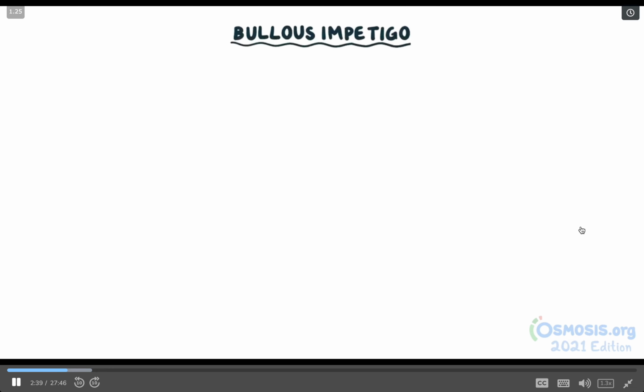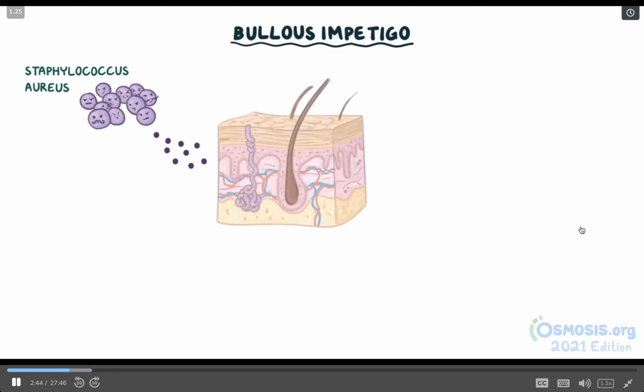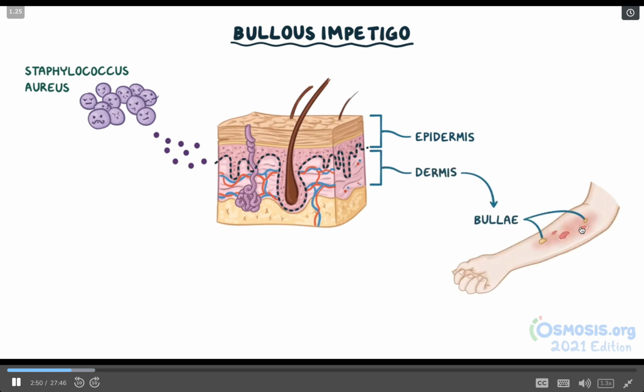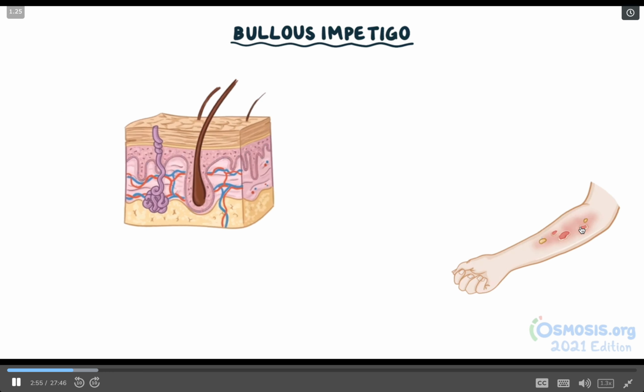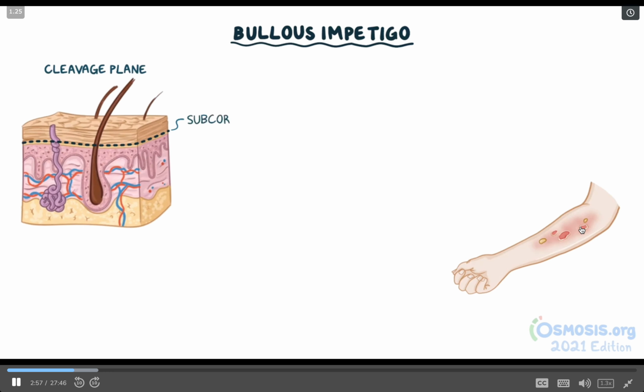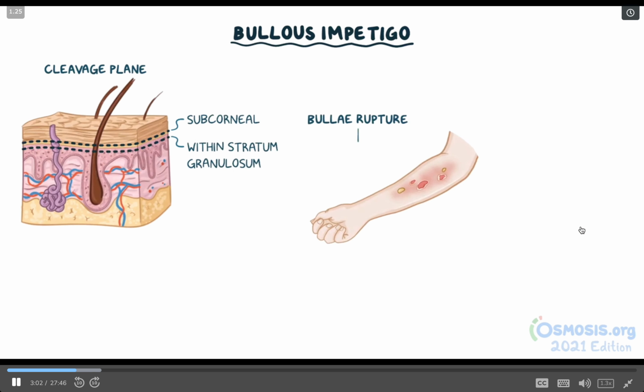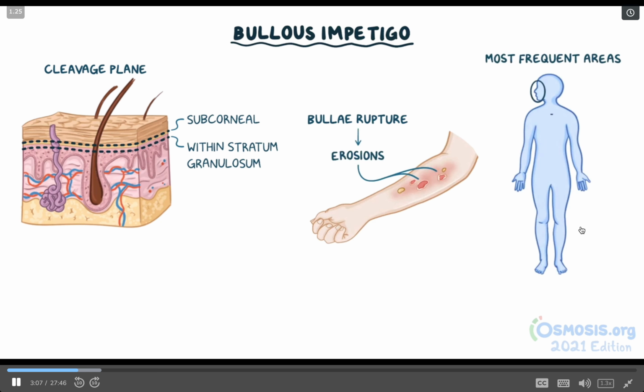Bullous impetigo is caused by Staphylococcus aureus, which produces exfoliative toxins that cleave adhesions between the epidermis and dermis, leading to the formation of bulla. The cleavage plane is either subcorneal or within the upper stratum granulosum. The bulla rupture easily, leaving erosions. The most frequent areas involved are the face, trunk, perineum, and extremities.